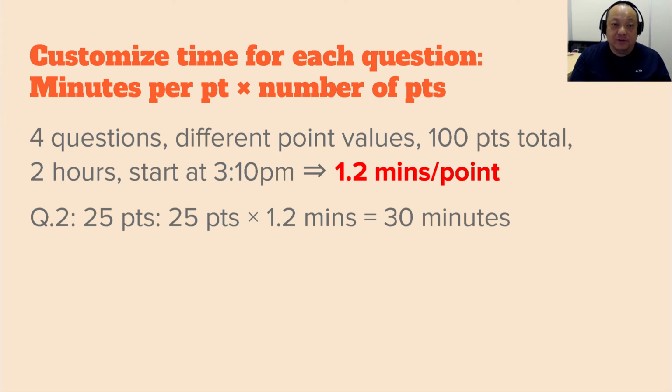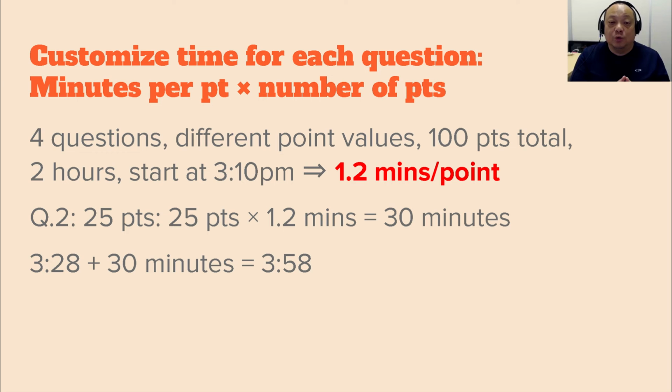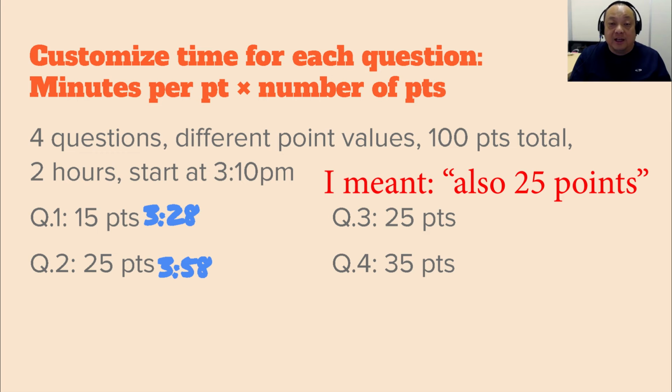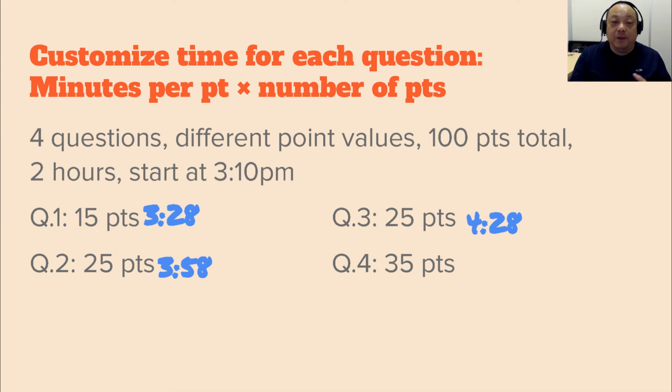times 1.2 minutes equals 30 minutes. 3:28 p.m. plus 30 minutes equals 3:58 p.m. Write that down. Question 3 is also 25 points like question 2, so it's also 30 minutes. 3:58 p.m. plus 30 minutes gets me to 4:28 p.m. Write that down.